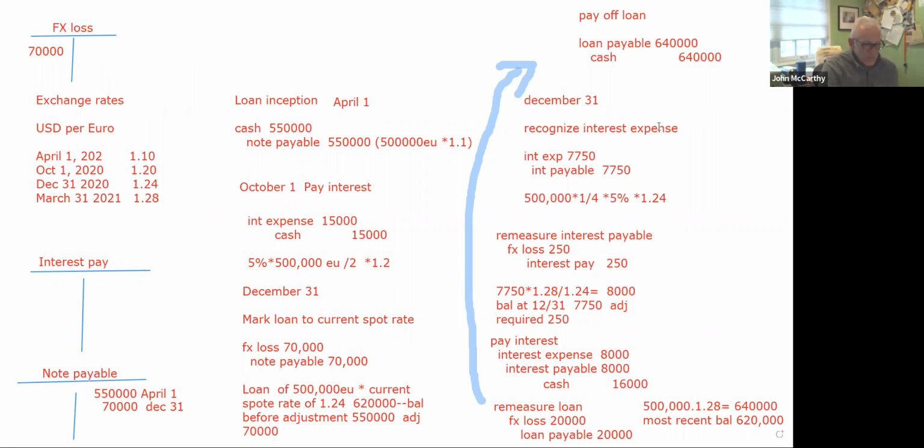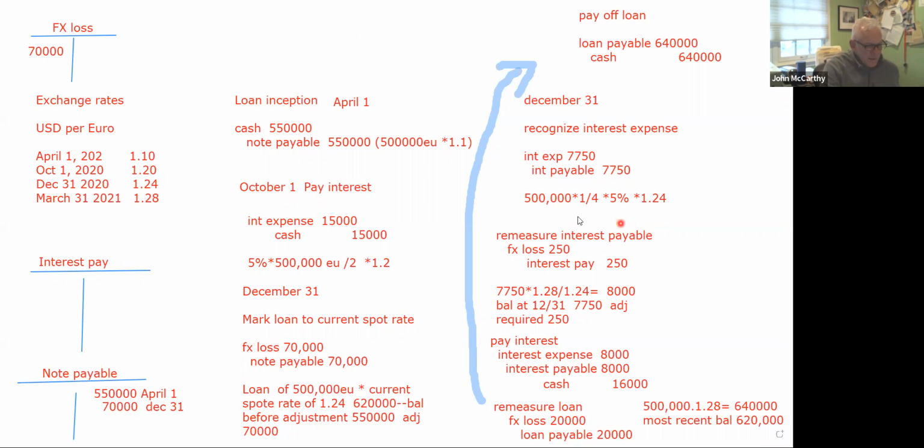And that's that. Also at December 31, we have to recognize interest expense. We pay this October 1 and March 31, but we have to do an accrual at December 31. So what we're going to do is take the euros times 1/4, because it's only 3 months of interest expense. The 1/4 is the 3 months from October 1 to 12/31, times the 5% annual interest rate, times the current spot rate at 12/31, which is 1.24.